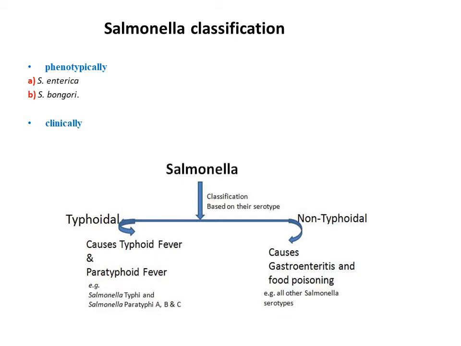This slide shows the Salmonella classification. Salmonella are classified phenotypically and clinically. Phenotypically, Salmonella is classified into two groups. These are Salmonella enterica and Salmonella bongori. Most human diseases are caused by the Salmonella belonging to Salmonella enterica.